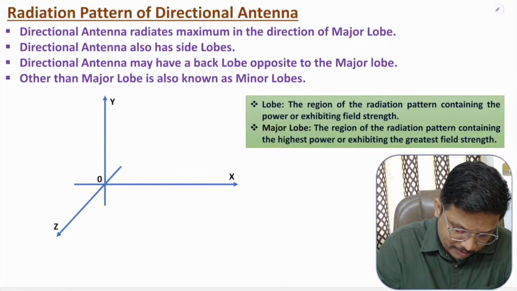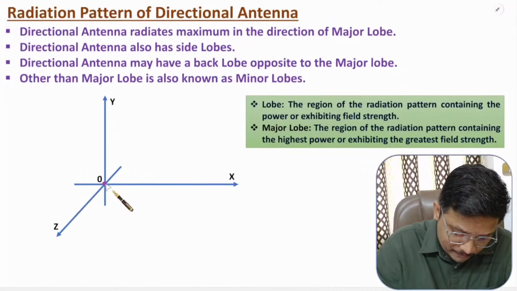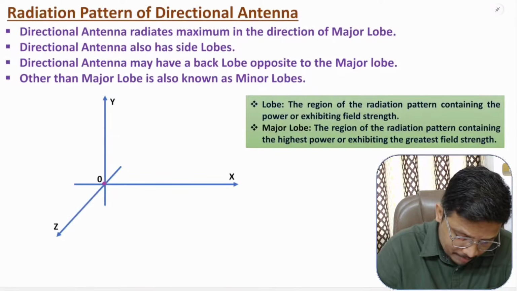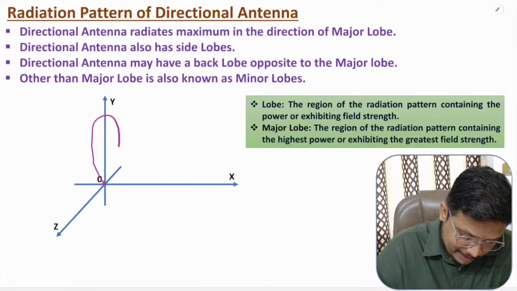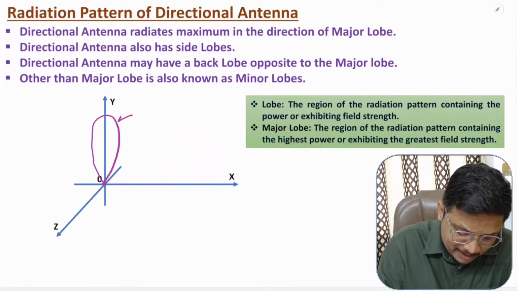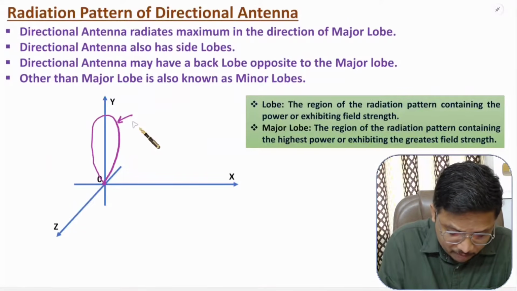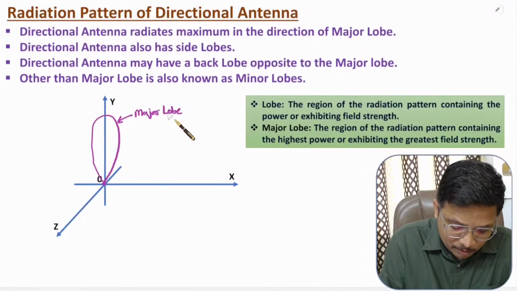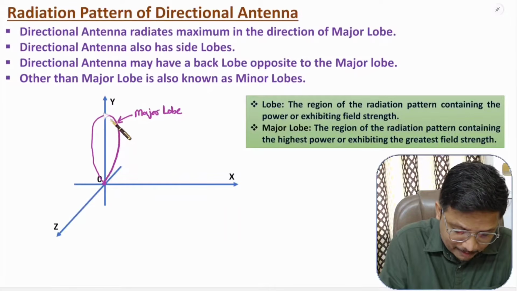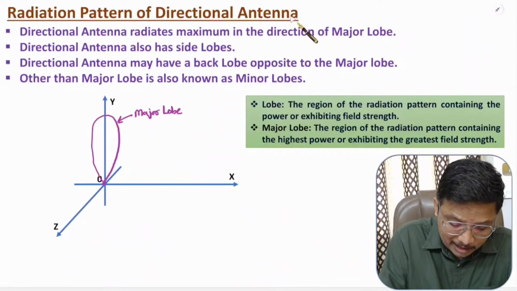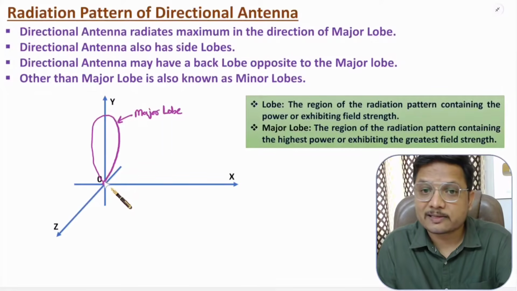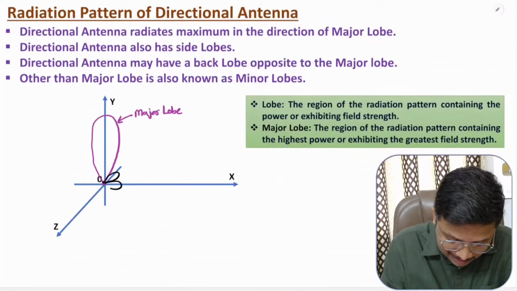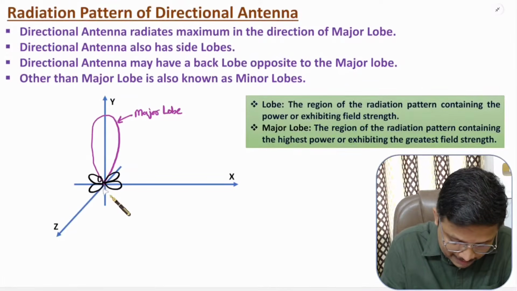See here, if I say a directional antenna is there at origin, and let us say the major lobe is there towards the y-axis. So here I am plotting the major lobe, you see. So it is containing major power or major radiation intensity of field strength, right? So this is the major lobe. So major lobe is having highest radiation over here, and with directional antenna you will be observing we also have side lobes. Let me draw it first. See, here we have side lobes. By black color I'm drawing it. So these are side lobes, right?